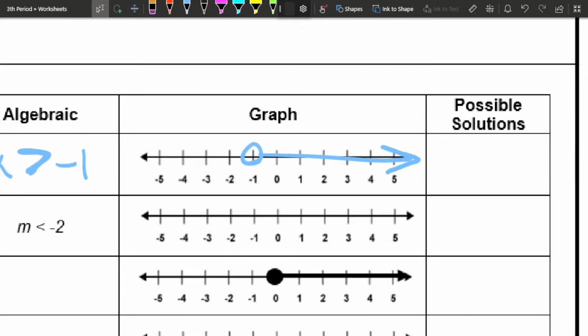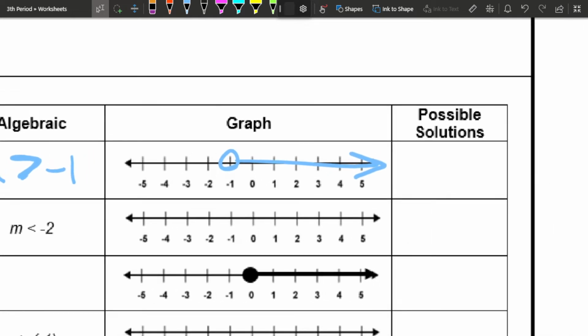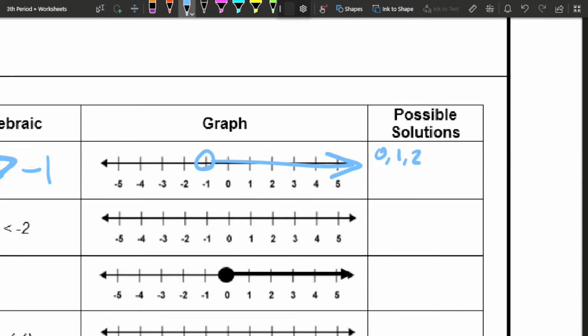So in here, is -1 included? No, it is not included. What about -0.9999? Is that more than -1? Yes, so that can be the answer. So the possible solutions, if we're keeping this as whole numbers, can be 0, 1, 2, all the way to positive infinity. Any of those solutions can be my answer.